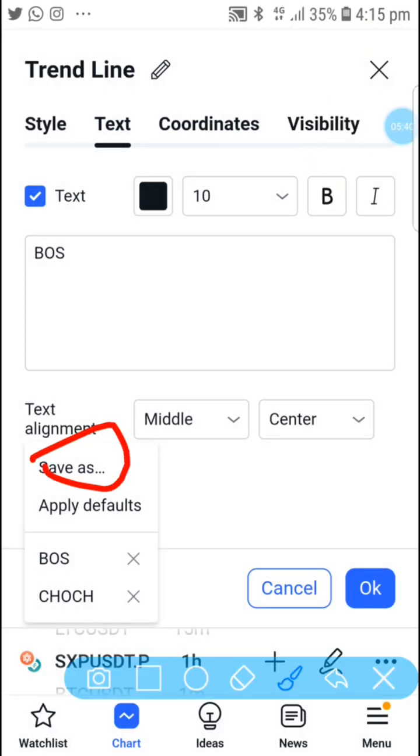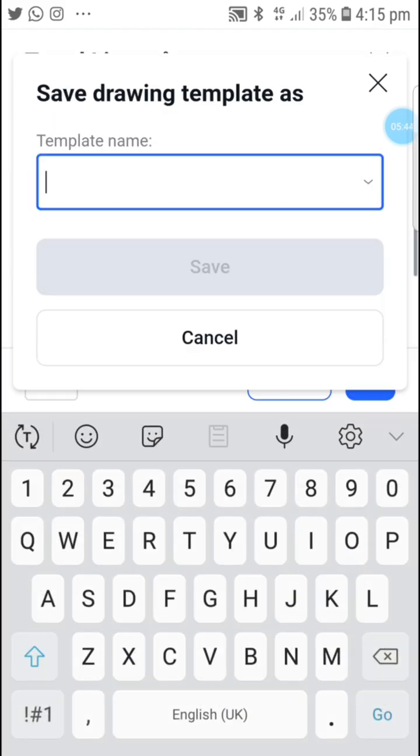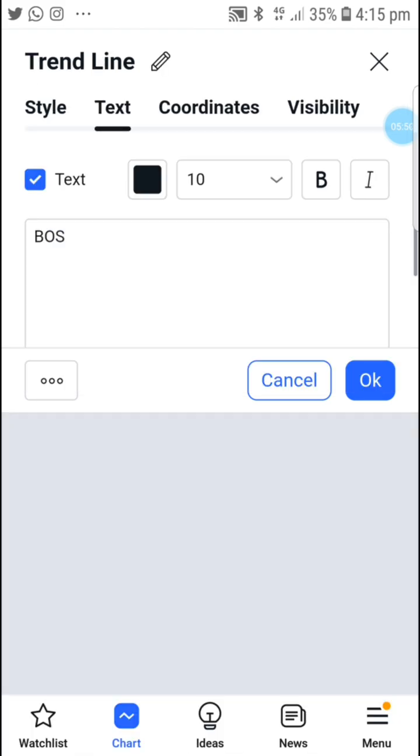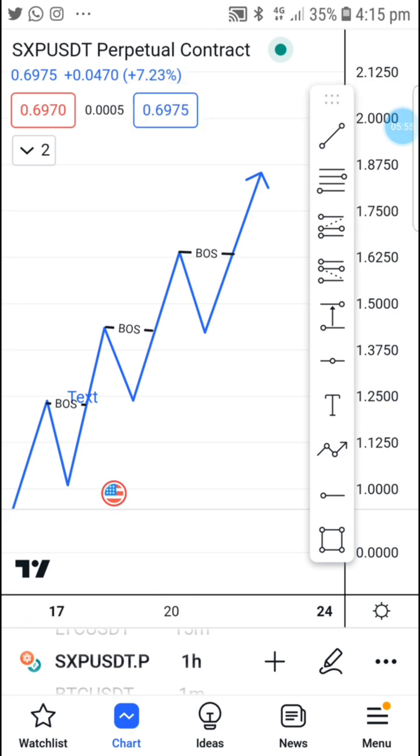When you click on save as, it will ask you, and you just type BOS here. So when next you want to do it, you just click on OK. Because I have a BOS already, that's how you always have your BOS. You can see that I don't just have to be typing my BOS. I have it saved on my TradingView. You can do that also.